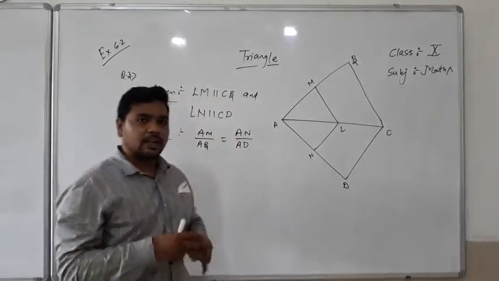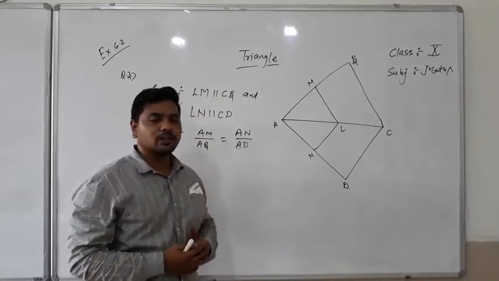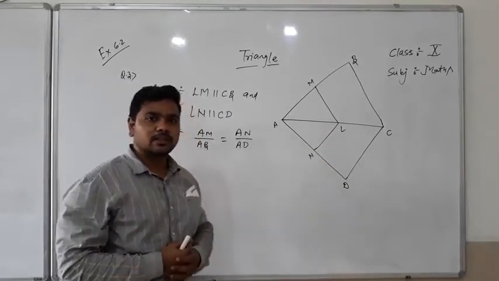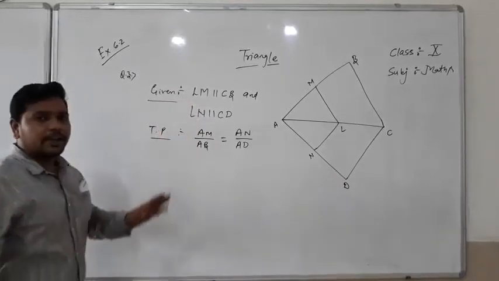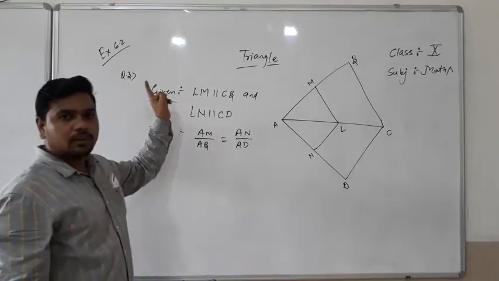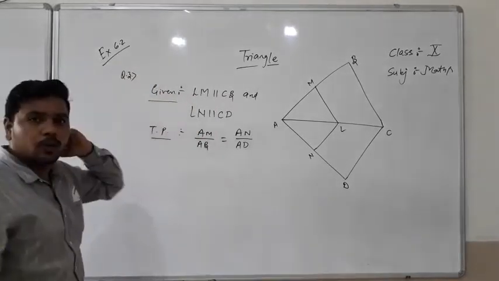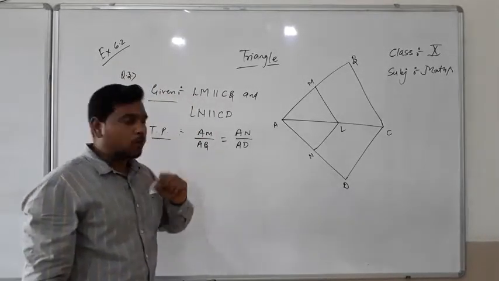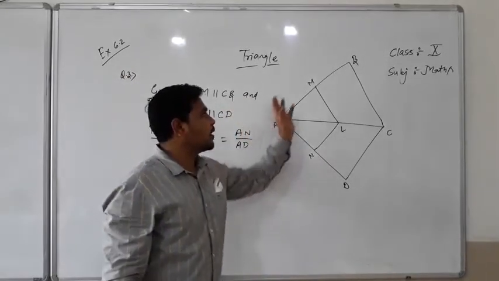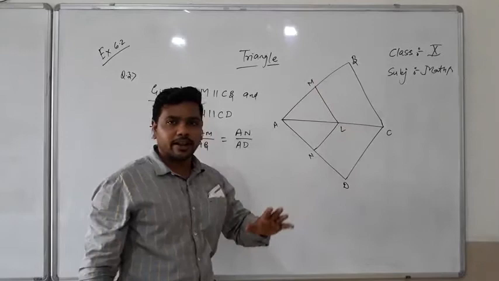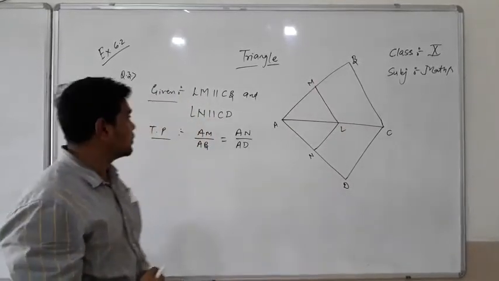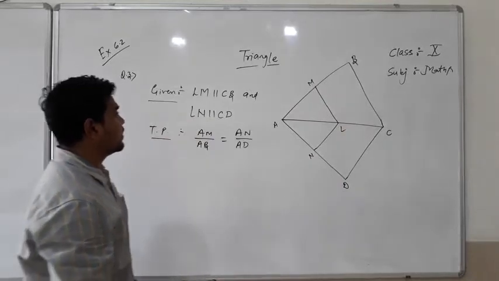In that theorem, something is given to us and we have to prove that this side is parallel to that side. So students, now see all of you. Here you can see the question, question number 3 of exercise 6.2 in your NCERT book. The given figure is ABCD. ABCD is not a triangle, it is a quadrilateral, but it has several triangles.